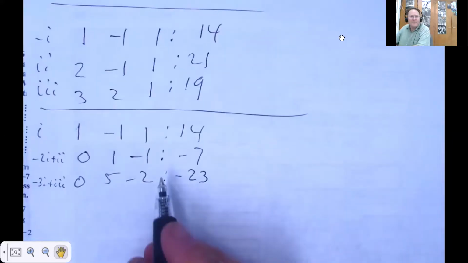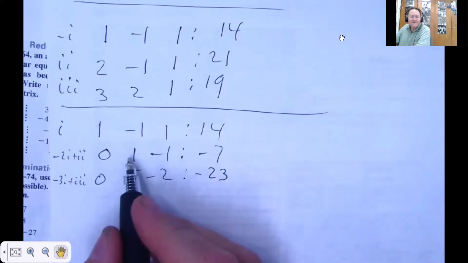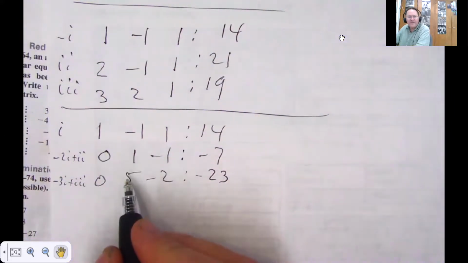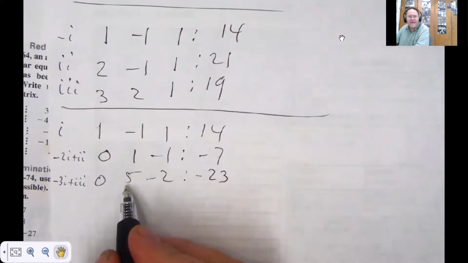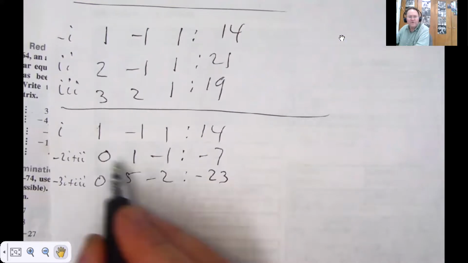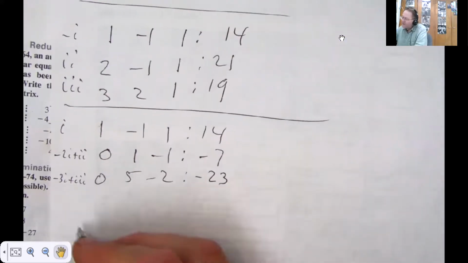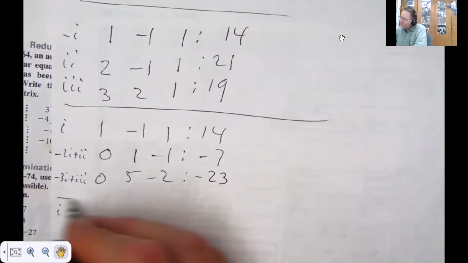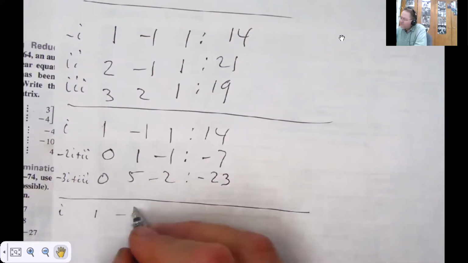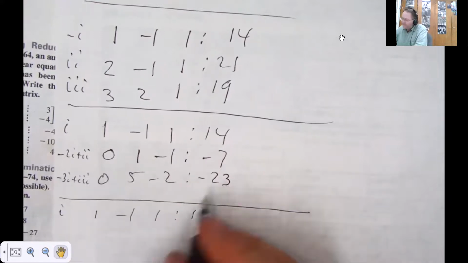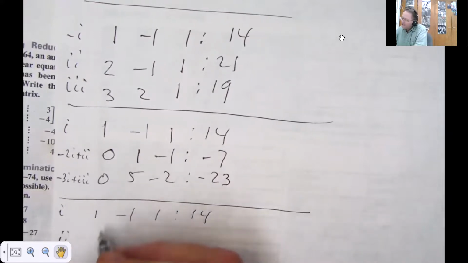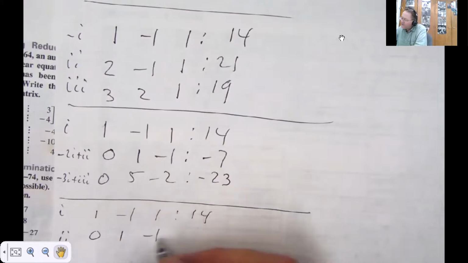Okay, the next step is to make that a one. Hot dog, it's already a one. That's beautiful. So I can skip that step because it's already a one. So now I need to make the one below it a zero. Let's keep row one the same. Row one is going to be one, negative one, one, and 14. Row two, I can keep the same: zero, one, negative one, negative seven.